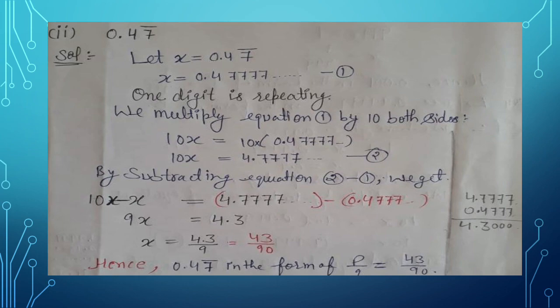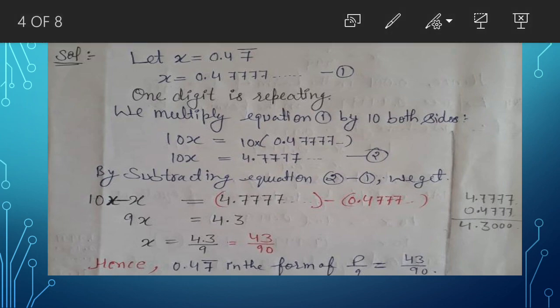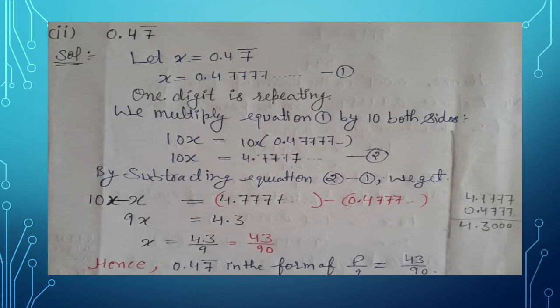Now we need to do minus. What do we need to subtract? We need to subtract equation number 1 from equation number 2. When we subtract, 10x minus x is one side, and on the second side it becomes 4.777 minus 0.477. You can see in the rough area I have subtracted both lines. 7 minus 7 is 0, 7 minus 7 is 0, and 7 minus 4 is 3, and 4 as such. That means 4.3 is your overall answer.